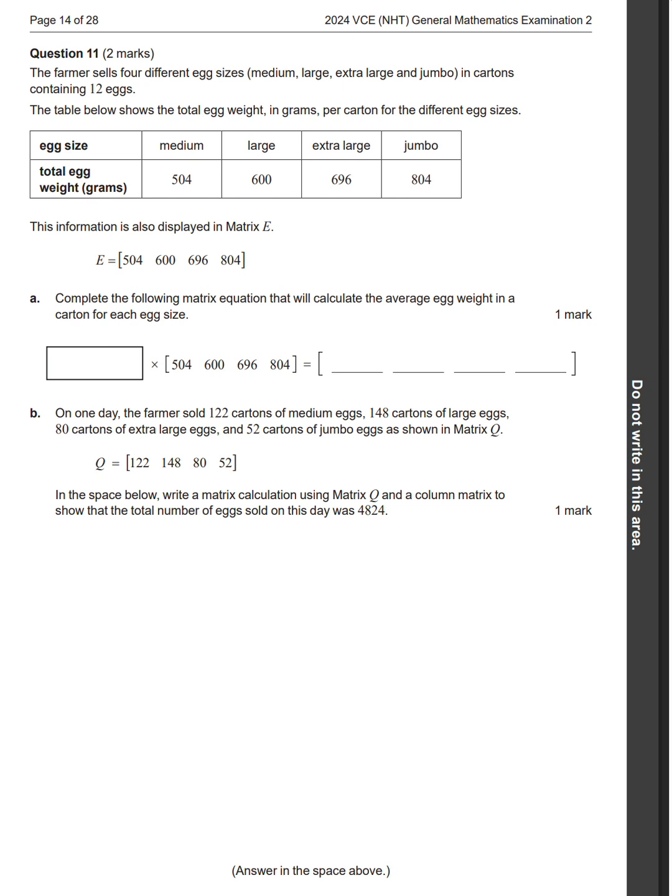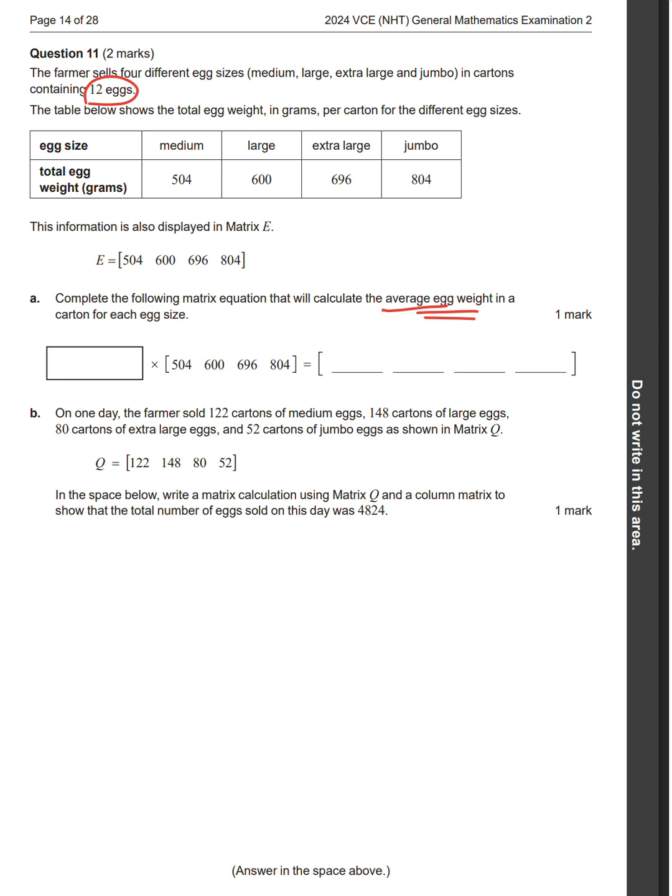Next, the farmer sells 4 different size eggs in jumbo cartons containing 12 eggs. So this is the total weight. This information is also displayed in matrix E. All right, so that's matrix E. Complete the following matrix equation that calculates the average egg weight in a carton for each egg size.